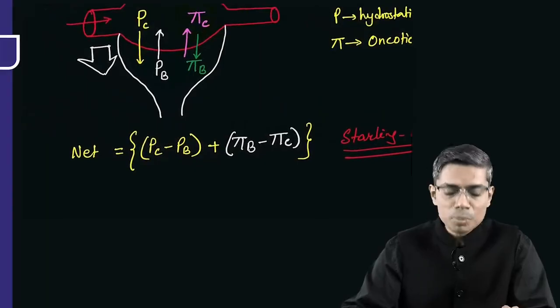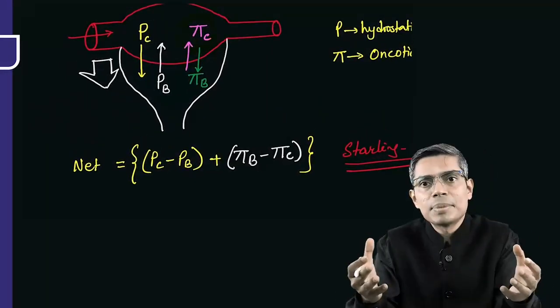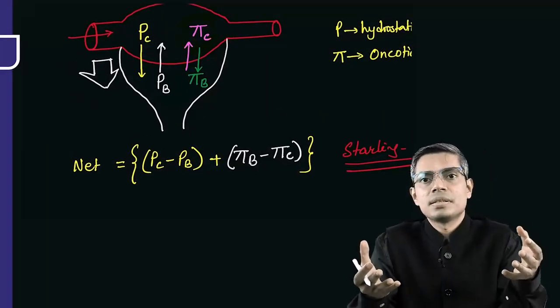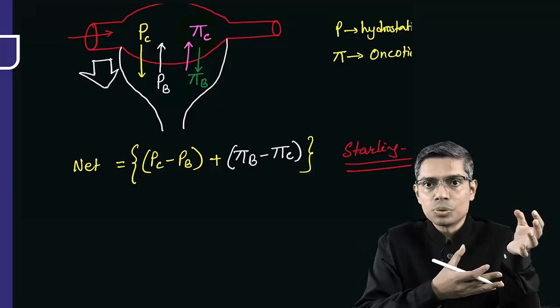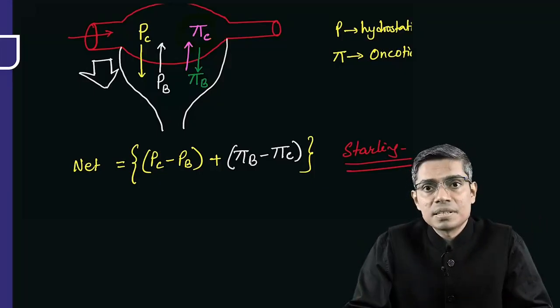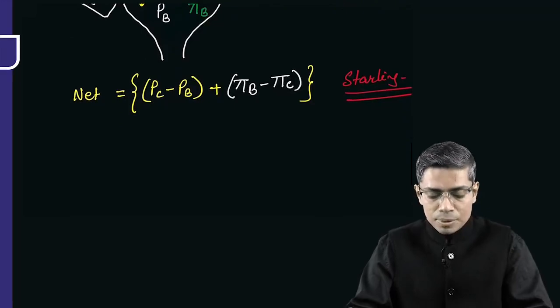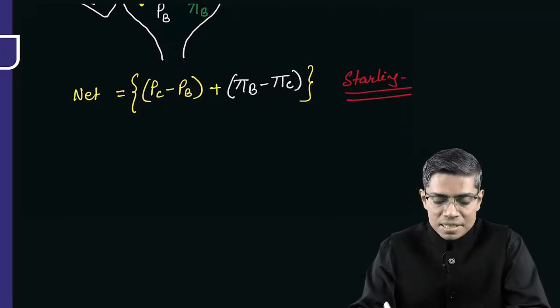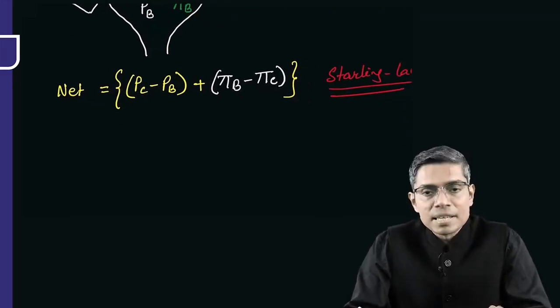But here in the glomerular capillary, outside the capillary, the Bowman's capsule is there. But in the normal capillary in the tissue, there will be presence of tissue outside the capillary, right? That is the basic difference. So now, if you look at these net forces, that is PC minus PB plus pi B minus pi C.